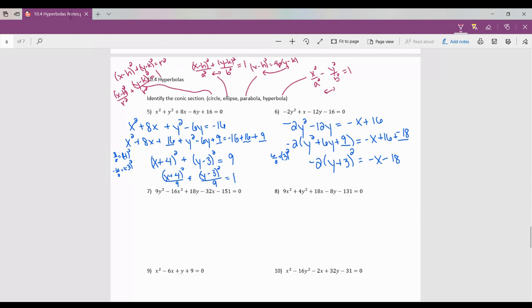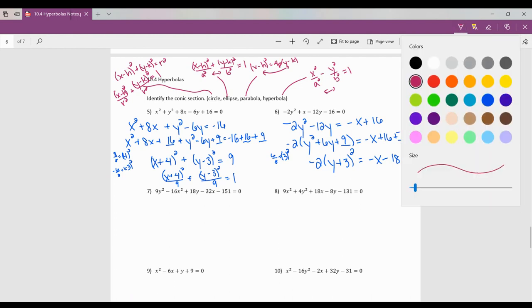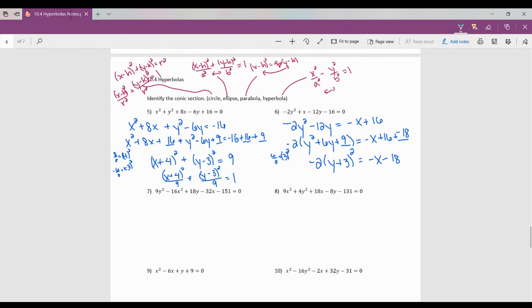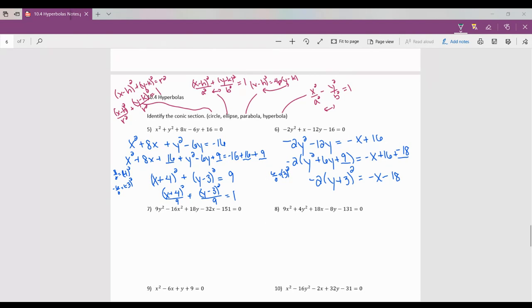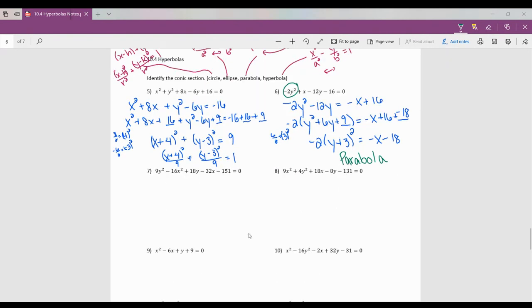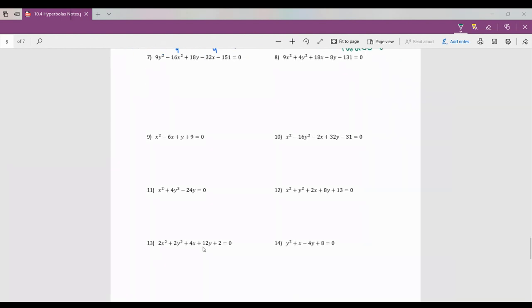Okay, so now identifying. Here's the deal with identifying. We look and we see, all right, if only one thing is squared, it's going to be a parabola. So I only completed the square once for number 6, so it's a parabola. Only one of the variables is squared, so it's a parabola. Okay, so that's relatively straightforward enough. So what I do is I always scroll through all of my work and I see, is there only one of them that's being squared?